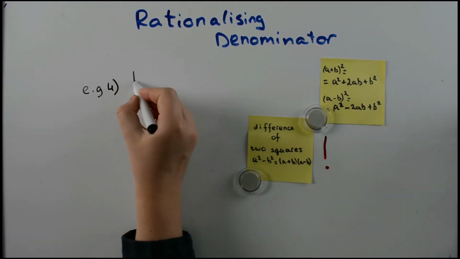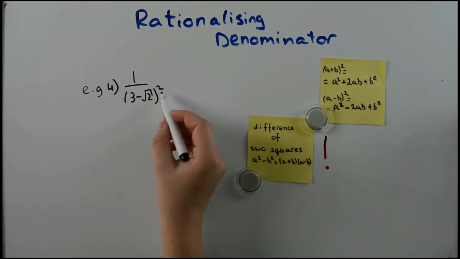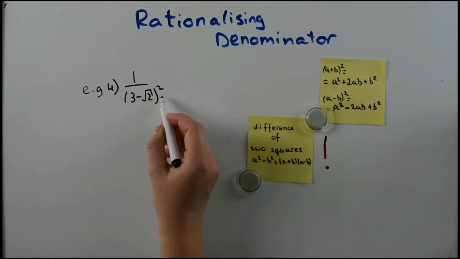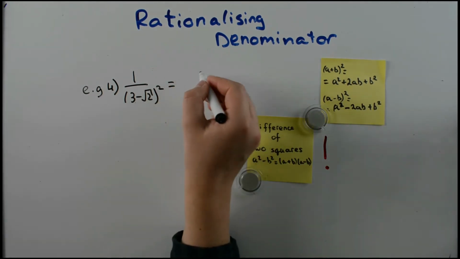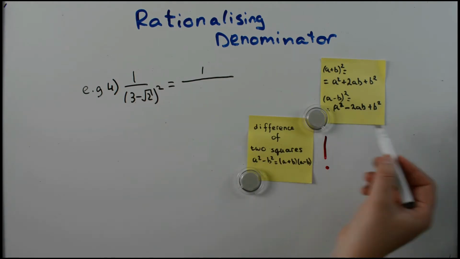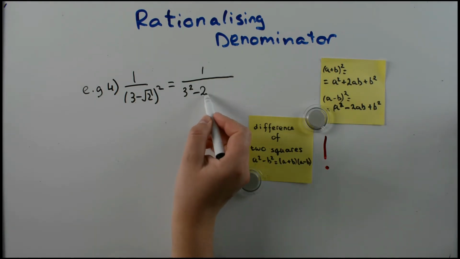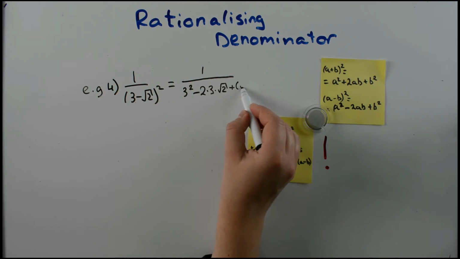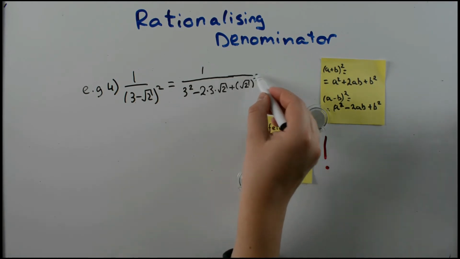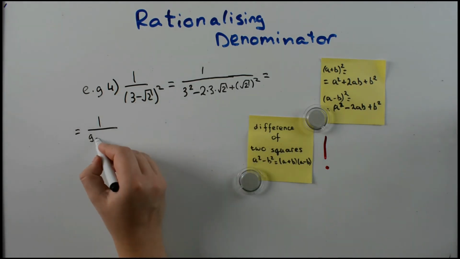Our next example, number 4, is 1 over (3 minus square root of 2) all squared. So the first step you need to do is expand the bracket before you rationalize the denominator, and I'm just going to use this rule on the right, as you can see. So I'm going to expand the bracket, and I'm then going to simplify the denominator as much as I can until I get it into the form that we've been looking at previously.